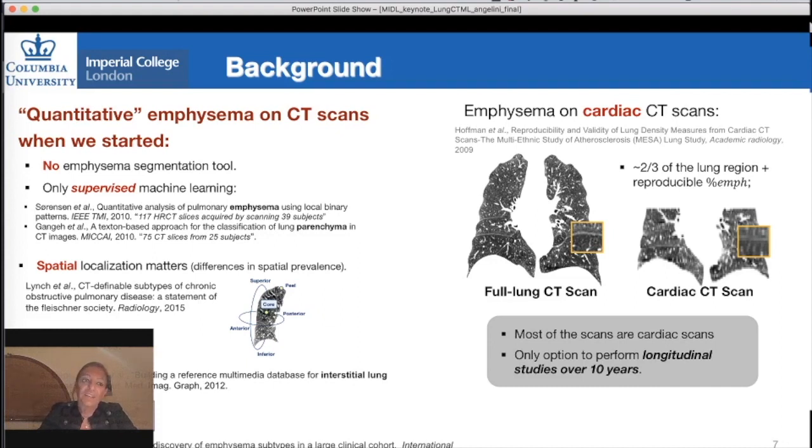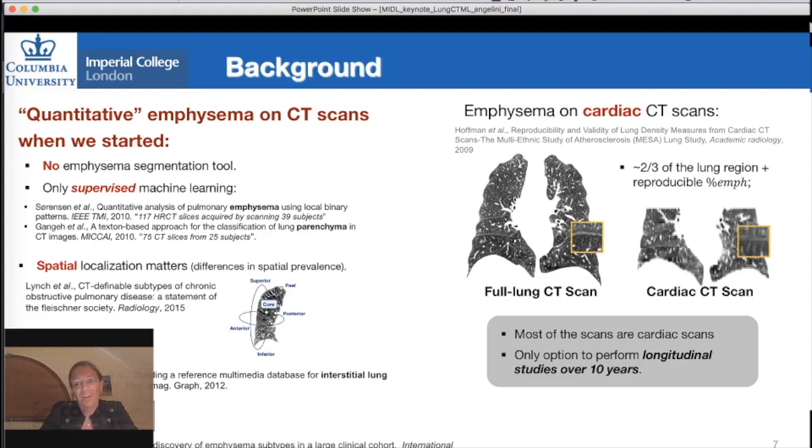We had a feeling that spatial localization would matter, as we knew from even the standard radiologic emphysema subtypes that there were different prevalences in different regions of the lung. And there were other cohorts also emerging in the field of lung CT scans, in particular around interstitial lung disease, and also the COPDGene, which is another massive cohort with lung CT scans.